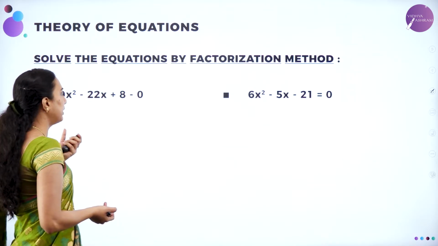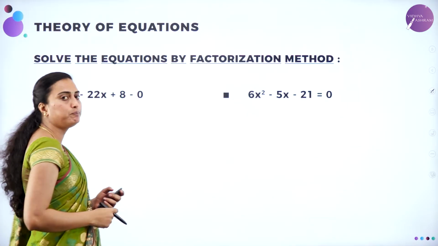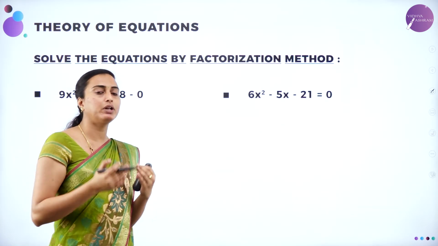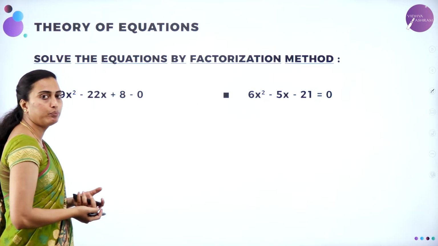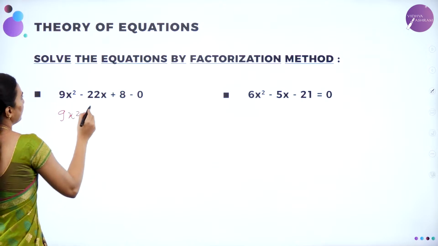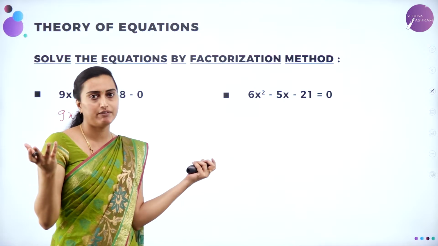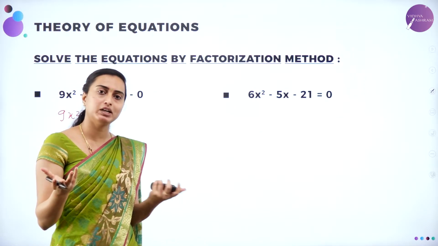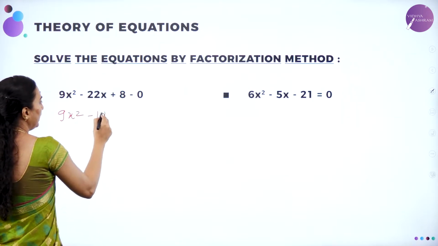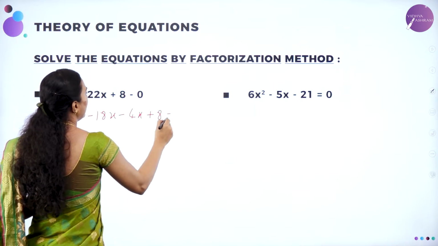So 9x squared minus 22x plus 8 equal to 0. Now you have 9 8s are 72. If you multiply, you should get 72. If you add or subtract, you should get 22. So therefore, you can have 9x squared, see, minus 18 minus 4. 18 4s are 72. Minus 18 minus 4 is nothing but 22. So that is minus 22. Therefore, 9x squared minus 18x minus 4x plus 8 equal to 0.